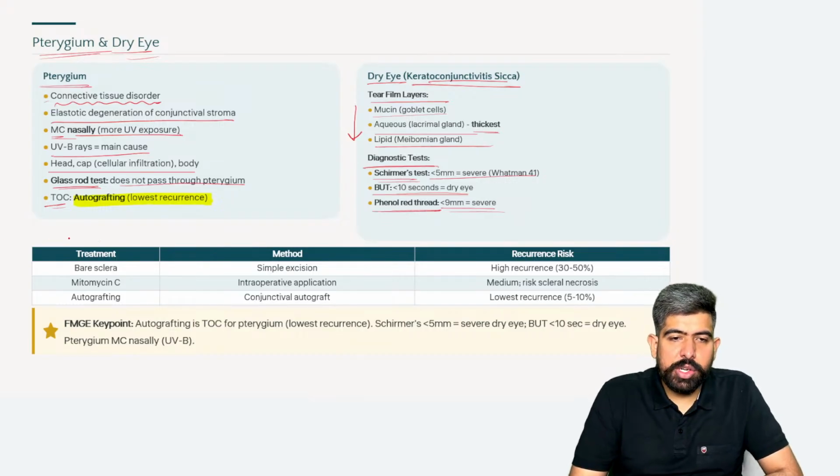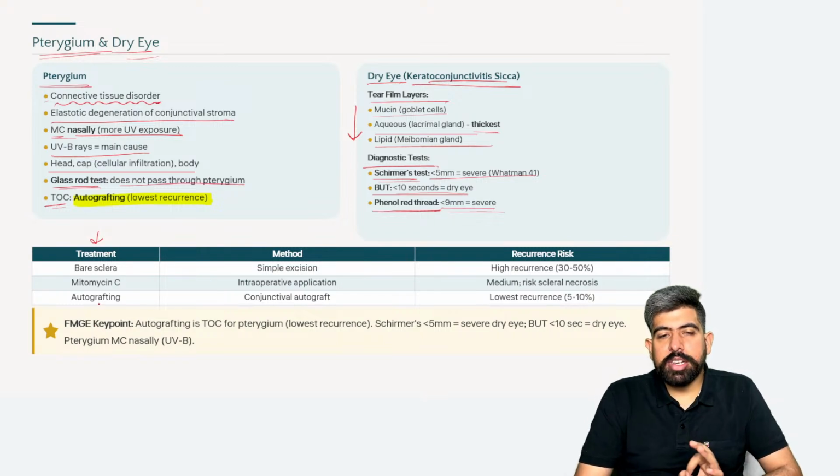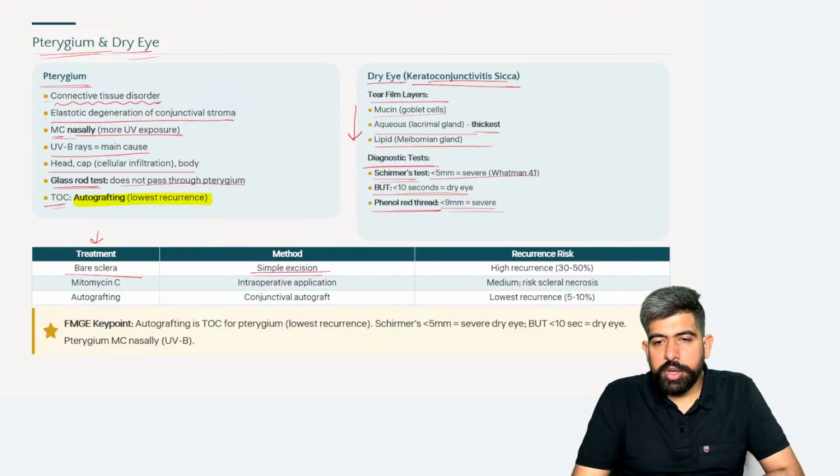Now, if we talk about the treatment of pterygium, as we discussed, with simple excision alone there is a high risk of recurrence, 30 to 50%. If with the excision we give mitomycin C, it is an intraoperative application.